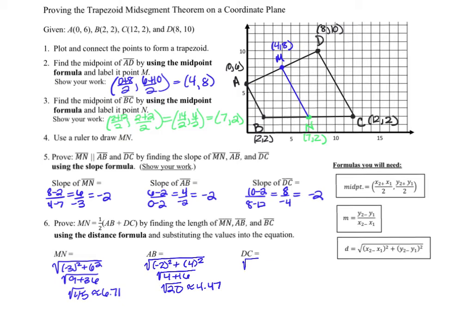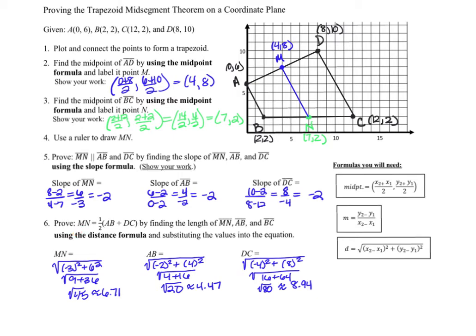We're going to take the difference of the x's, which was -4, square it. The difference of the y's, square it. That's going to give me 16 plus 64, which is the square root of 80, which is approximately 8.94. Now let's plug in these values into this formula to prove that it's going to be equal to this MN.